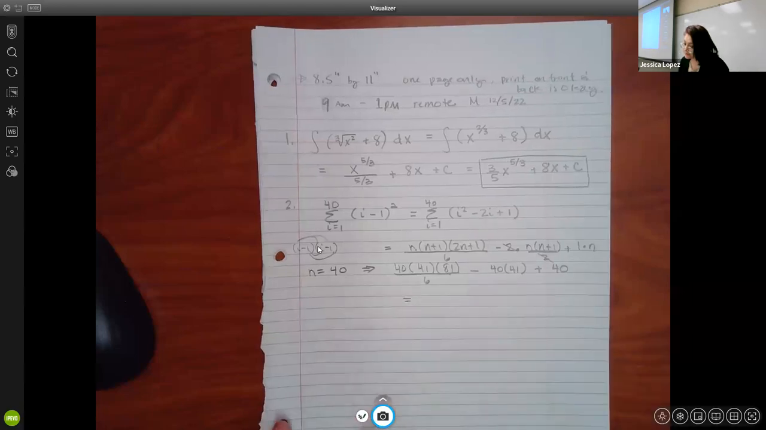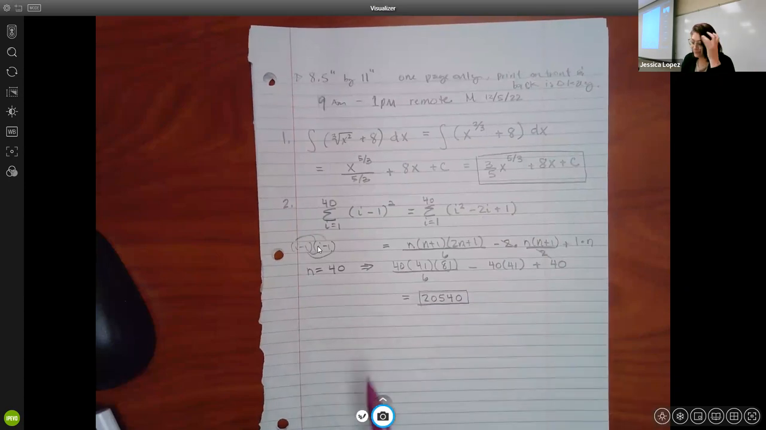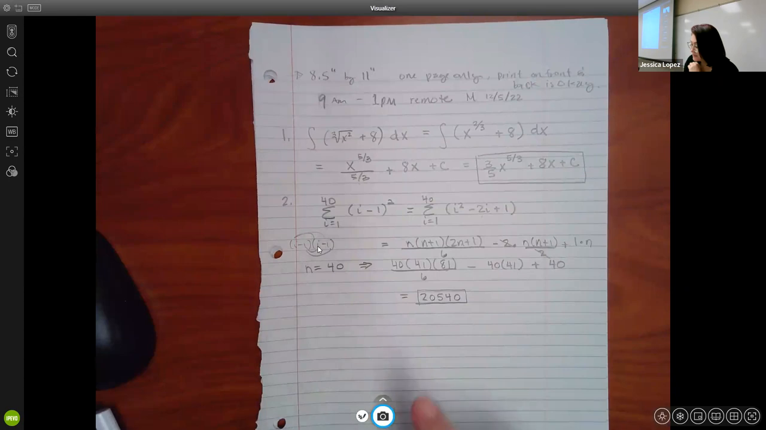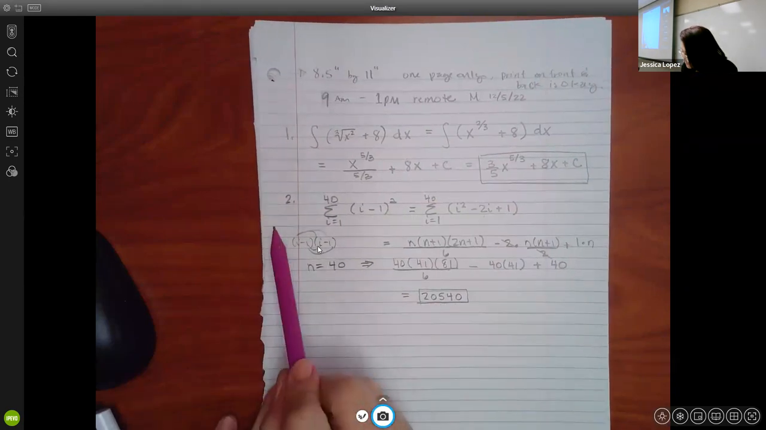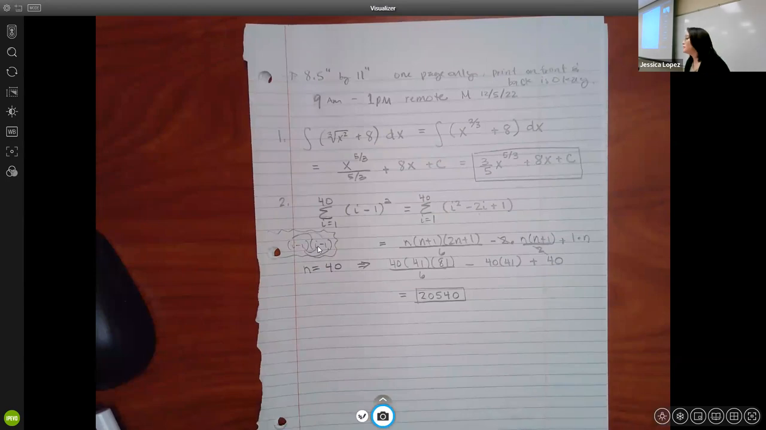And then I'm not sure what that is in the calculator. Let me go see. Fraction, 40 times 41 times 81 over 6 minus 40 times 41 plus 40. And I get 20540. So if you plug in 1, you're just going to get 0, right? But if you plug in 2, 3, 4, all the way up to 40, and then add all those numbers together, this is the value that you get. Any questions so far? I know it's going way, way back, but it helps to kind of just bring it back.